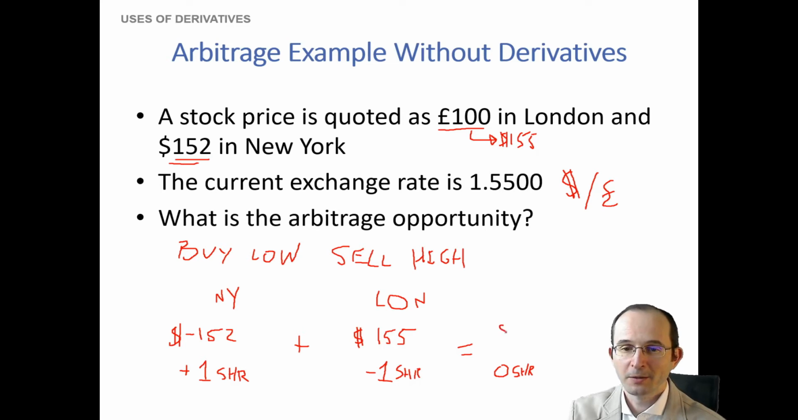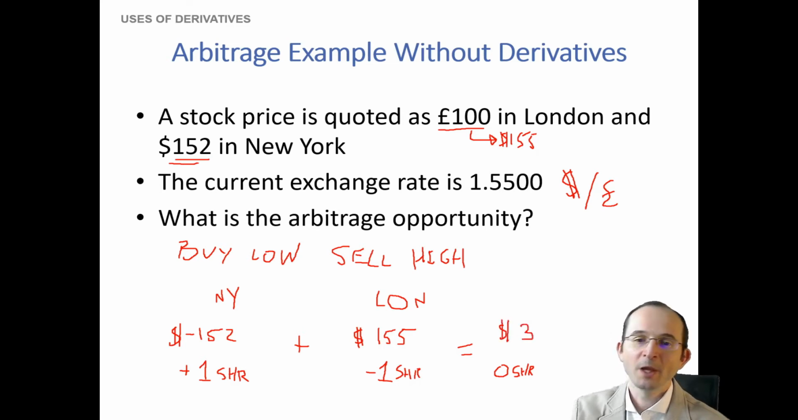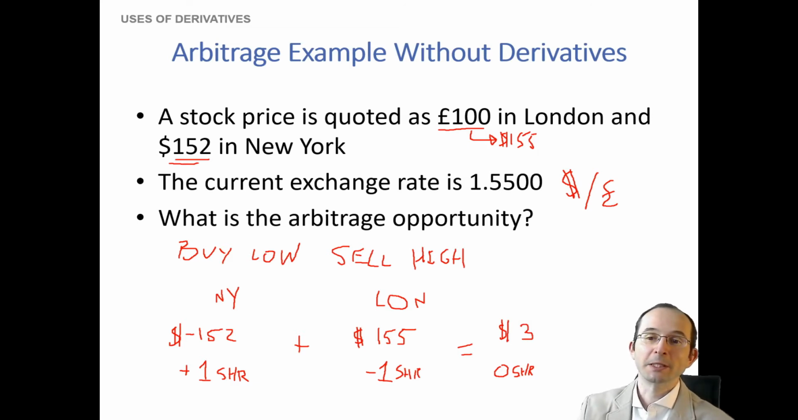But we have made positive $3. And there's no more risk because we can immediately return our borrowing of that one share that we sold short in London. So this is an example of an arbitrage trade without any derivatives.